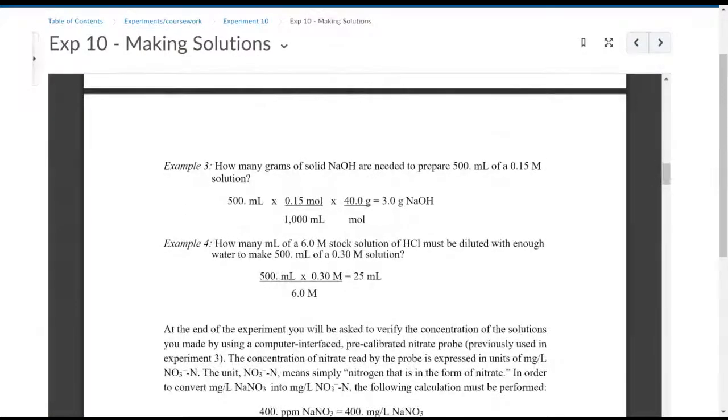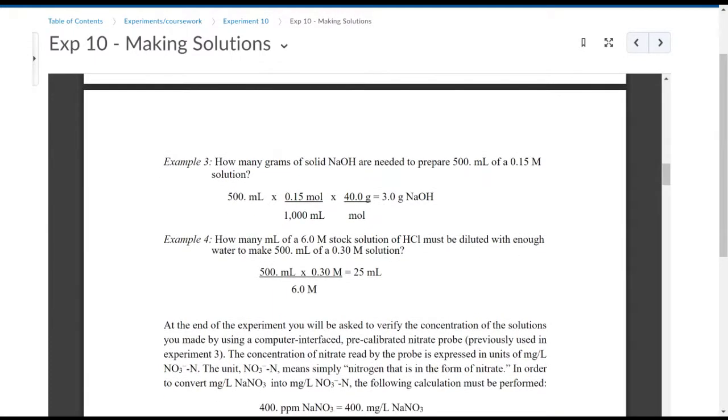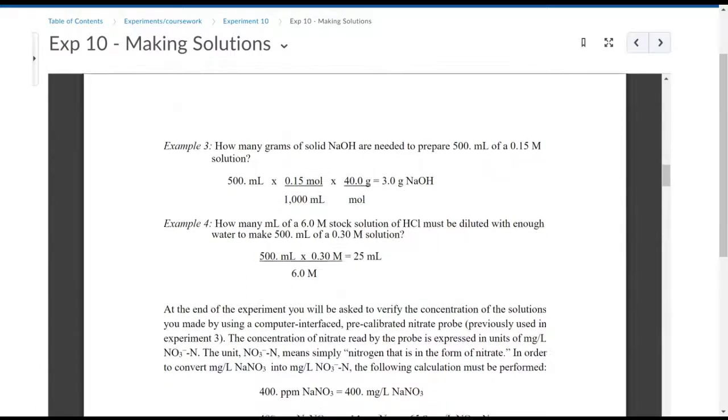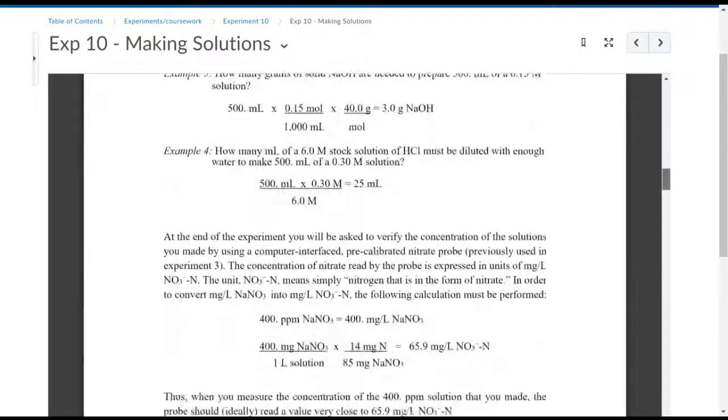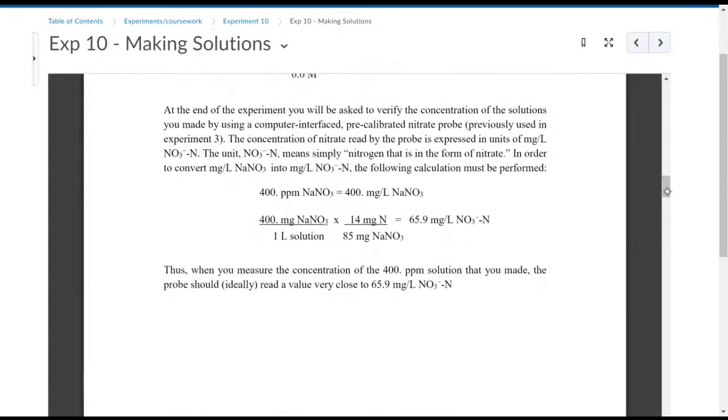How many milliliters of stock solution? When you say stock solution, that means it's more concentrated, and by diluting, by adding water, you are going to make it less concentrated, or you lower the molarity. So basically, molarity of the 6 molar solution times the volume of the stock solution equals 500 times 0.3. Then you can find the number of milliliters of the solution needed.